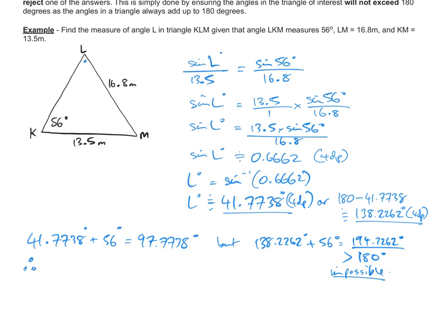So therefore angle L is going to be this alternative here, 41.7738 degrees to 4 decimal places. Alright, so that is an example of using the sine rule to find angles and how we reject one of the possibilities in the ambiguous case. Hopefully that helps you out, and I'll see you in the next video.